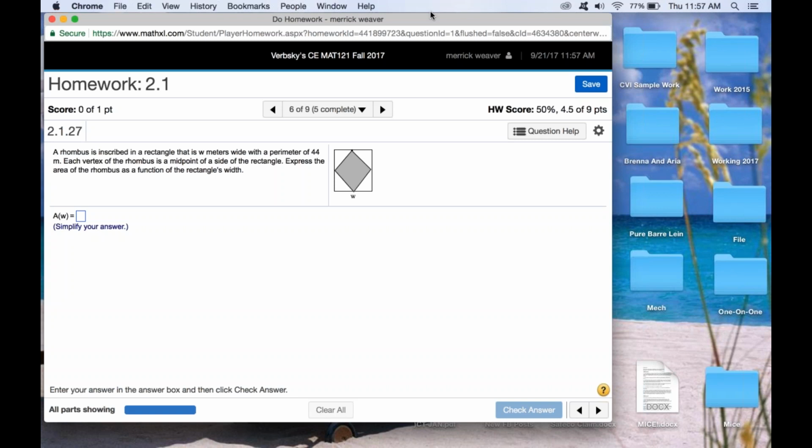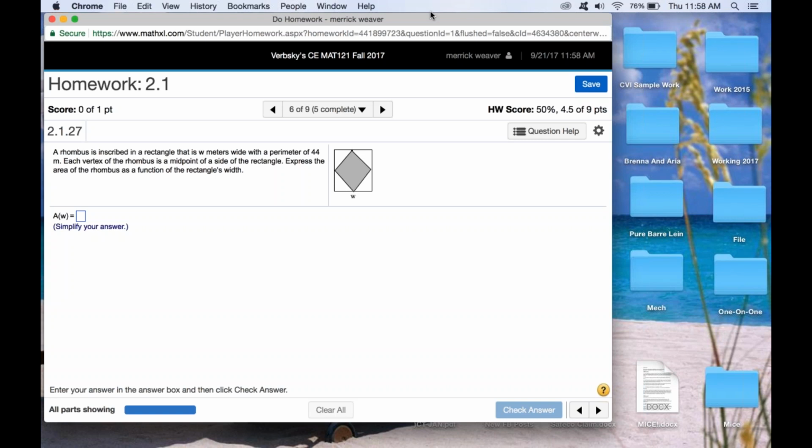But the difference between a square and a rhombus is a square also has four 90-degree angles, whereas a rhombus does not have to have four 90-degree angles. Notice that I could compress this horizontally without changing the lengths of any side. In other words, right now it's in the shape of a diamond, but it still looks like a square if you tilt your head. Okay? But let's say I compress it horizontally, well, then you're not going to have four 90-degree angles, but you're still going to have four equal sides.